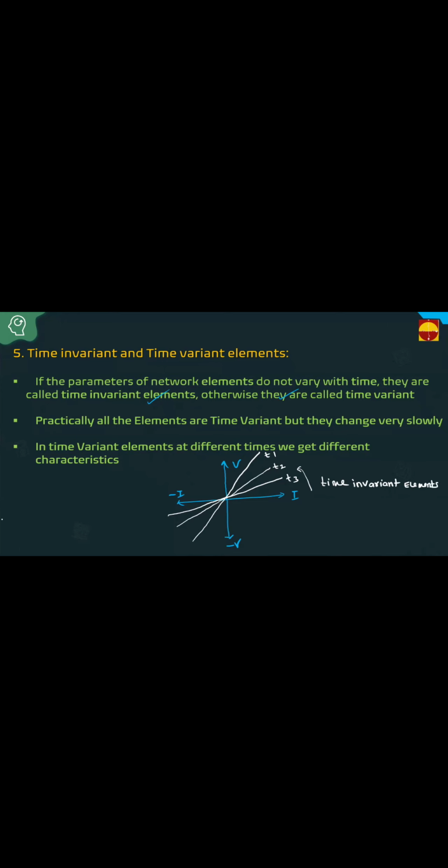Very hard concept. This is about what exactly time variant means. Most of all the elements are time variant. With respect to time, the characteristics are changing. That's why they are time variant elements. Most of the elements are time variant, but that slow change is negligible. That's why we are taking them as time invariant.